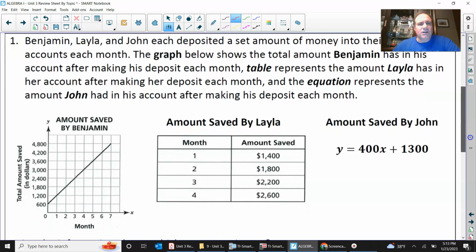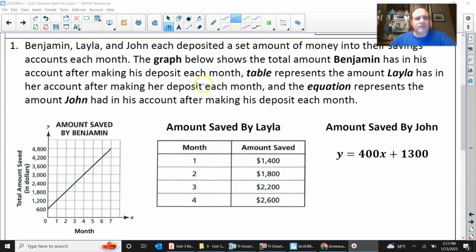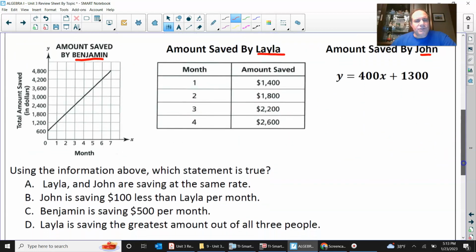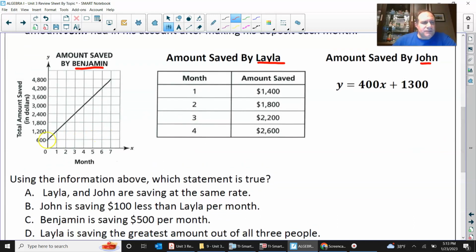Number 2. Benjamin, Layla, and John deposited a set amount of money into savings accounts each month. The graph shows Benjamin's, Layla is represented in the table, and John is represented in the equation. Using the information, which statement is true? We're going to have to figure out the rates of each one. So I'm going to start here with the rise over run. Going over to 1, this is 600. M equals 600. So the amount that Benjamin saved per month is 600.